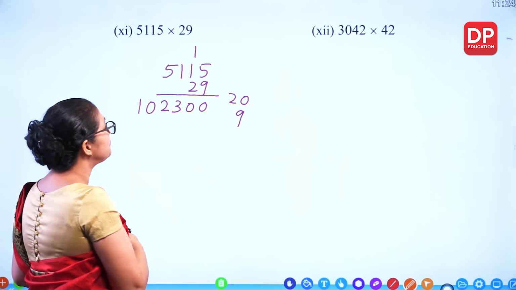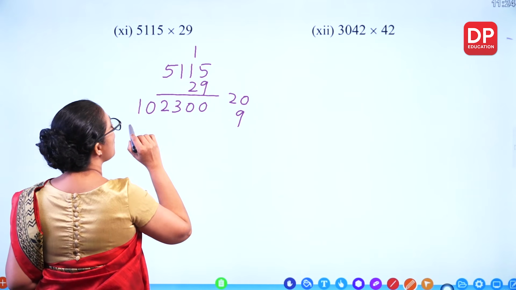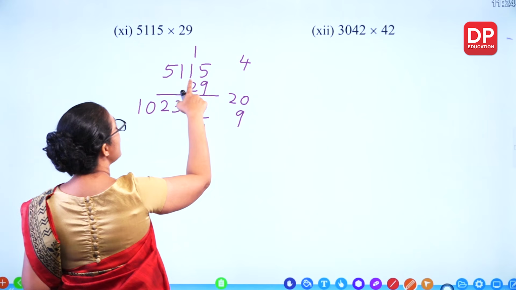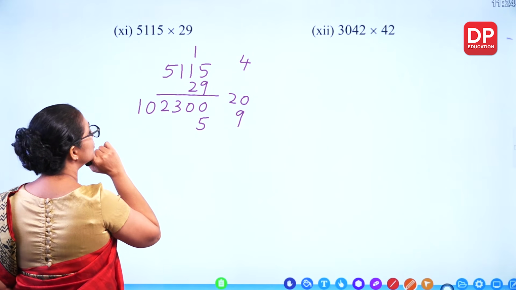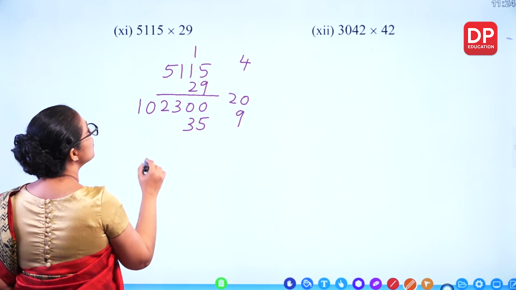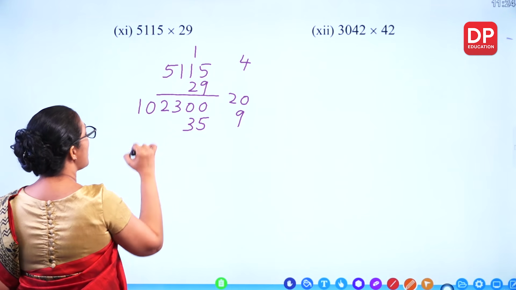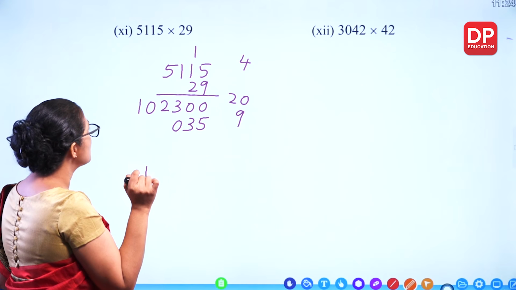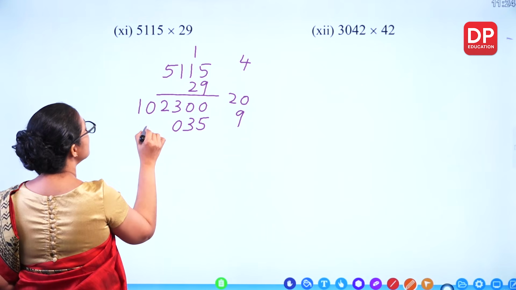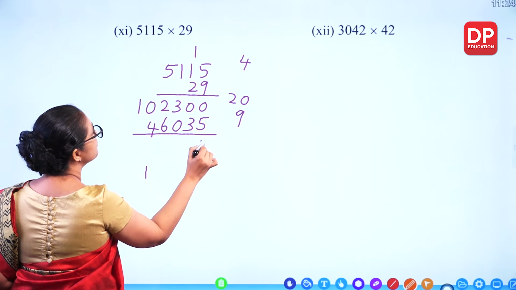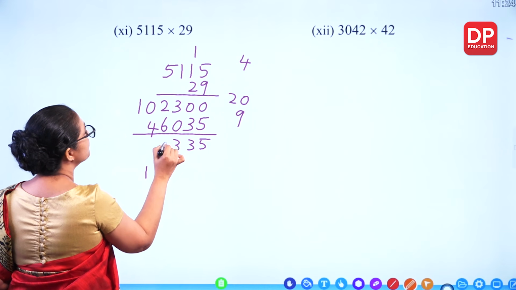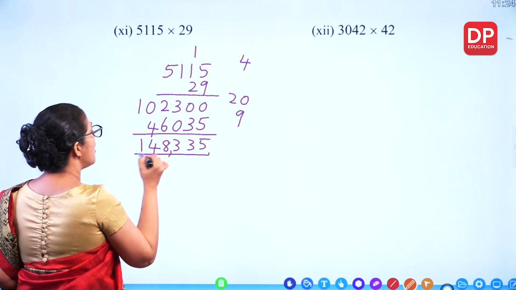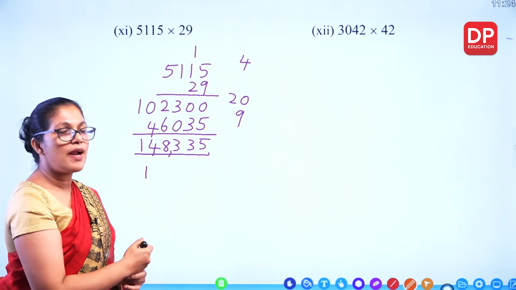Multiply by 9 now. 9 times 5, 45. 4 remaining. 9 times 1, 9. 9 plus 4, 13. 1 remaining. 9 times 1, 9 plus 1, 10. Again 1 remaining. 9 times 5, 45 plus 1, 46. Add these two, you get this number, 148,335.